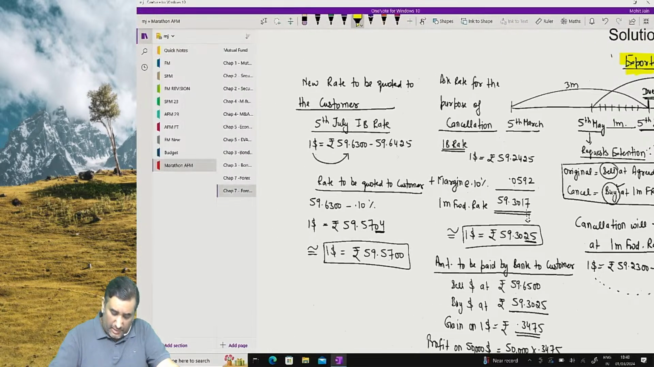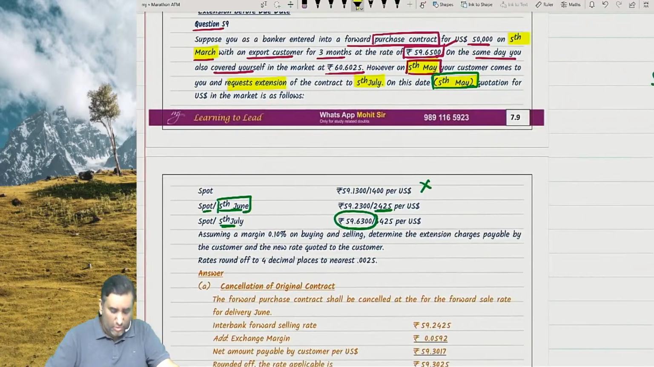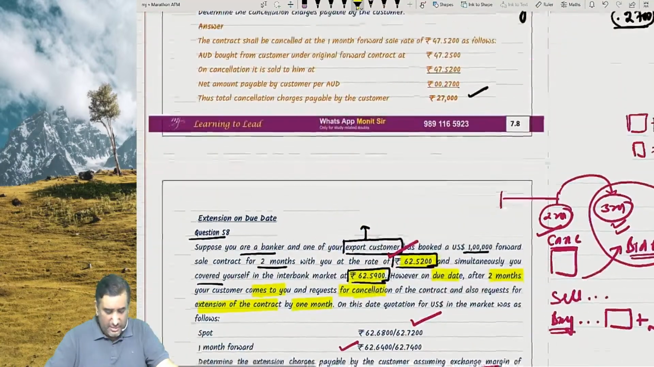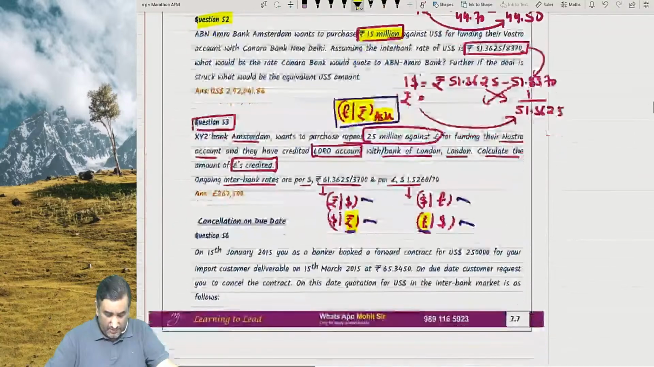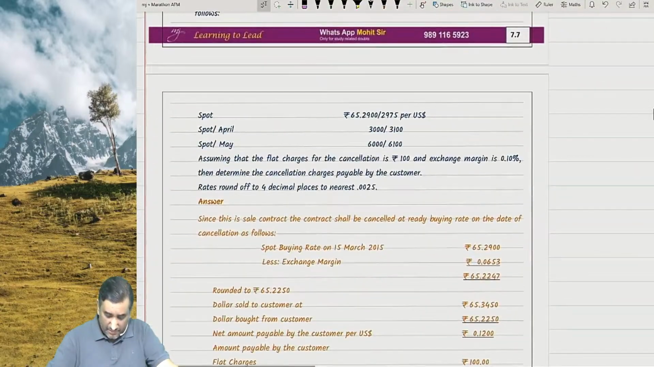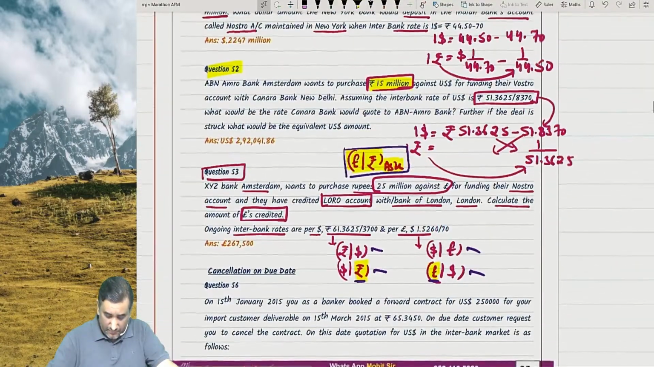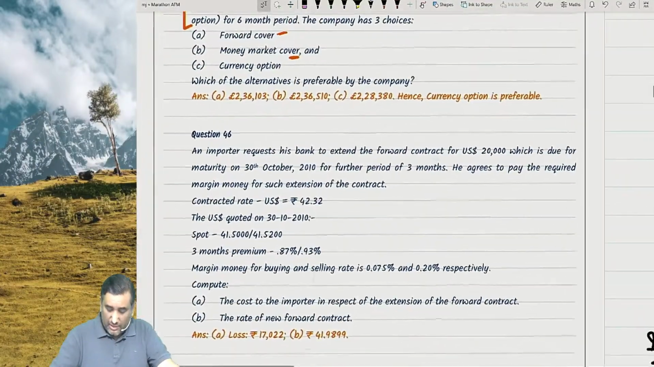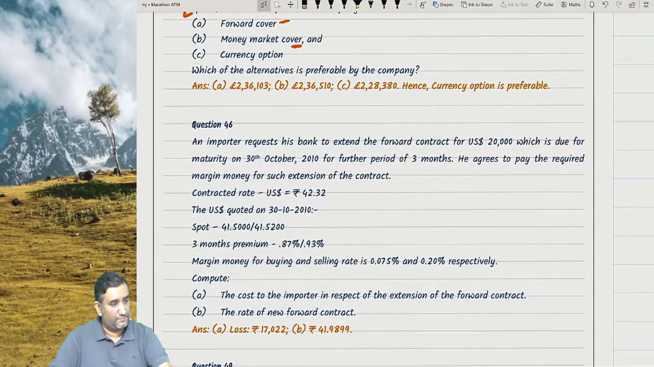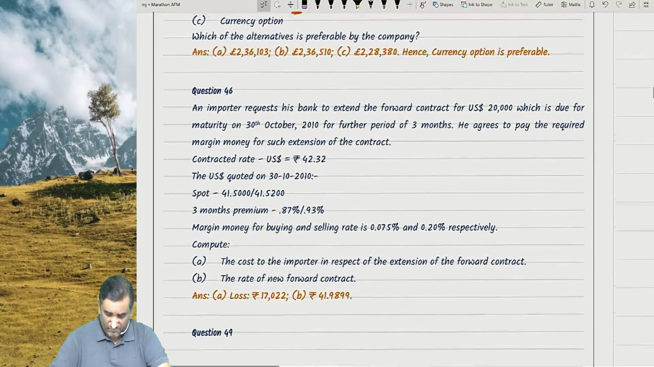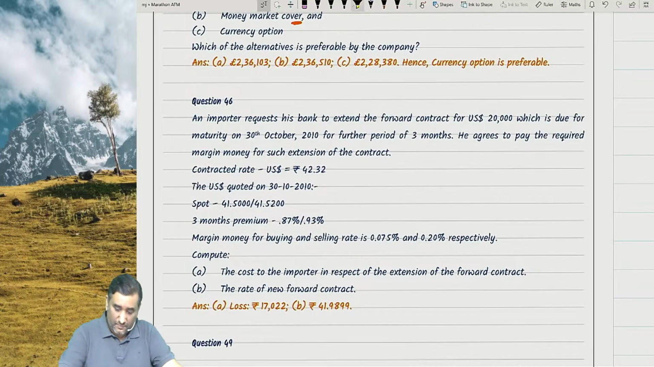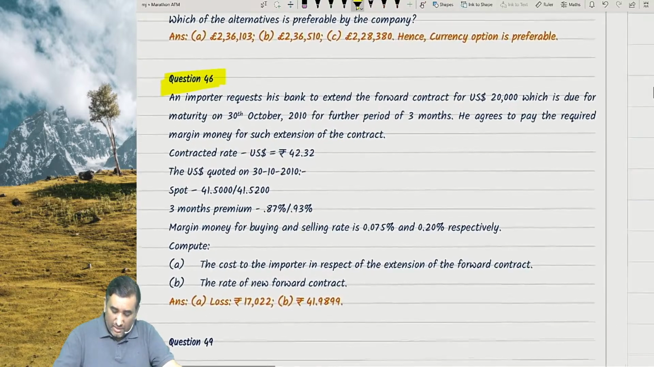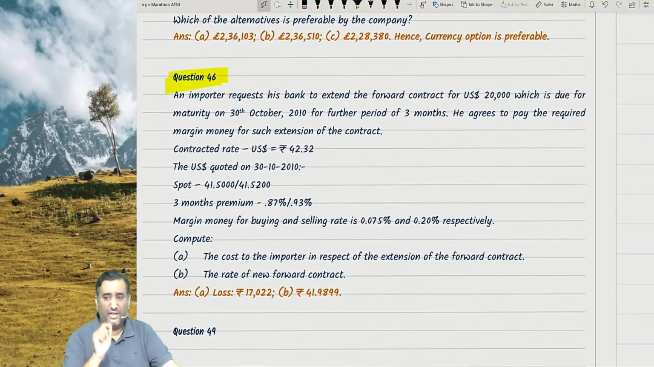Now, an independent exercise I'll give you. You take 5 minutes. Do not look at the answer at all. Make a mistake so that you are comfortable making a mistake in the class itself rather than going back and checking it. Try question number 46. It's an importer angle. Do it on your own. I'm 99% sure at one point you will make a mistake. Make that mistake, please.